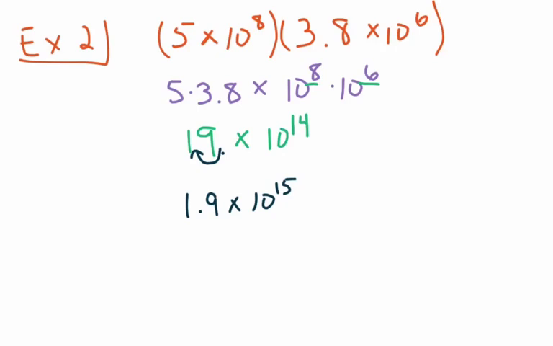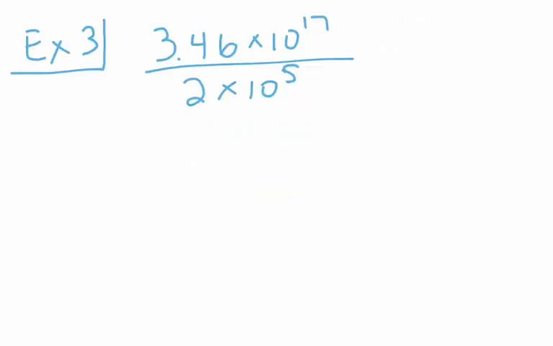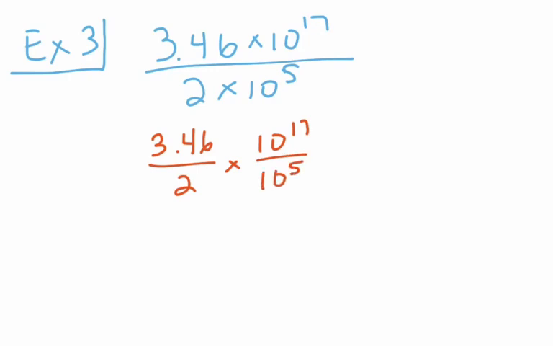Now let's take a look at a couple division problems. For example 3, our first division problem, we had 3.46 times 10 to the 17th over 2 times 10 to the 15th. We're still going to group our numbers in front together and our powers together as well. We're going to group those into two separate fractions. So I'm going to split that one fraction into two: 3.46 over 2 times 10 to the 17th over 10 to the 15th.